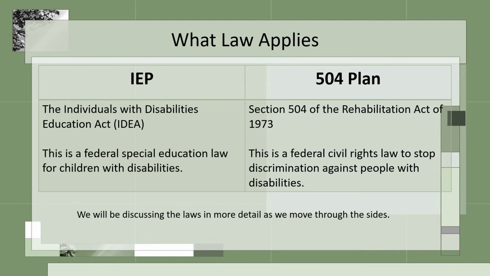What law applies? When we're talking about an IEP, the law that applies is called the Individuals with Disabilities Education Act, also known as the IDEA. This is a federal special education law for children with disabilities. The law that applies to the 504 plan is Section 504 of the Rehabilitation Act of 1973. This is a federal civil rights law to stop discrimination against people with disabilities. We will be discussing laws in more detail as we move through the slides.